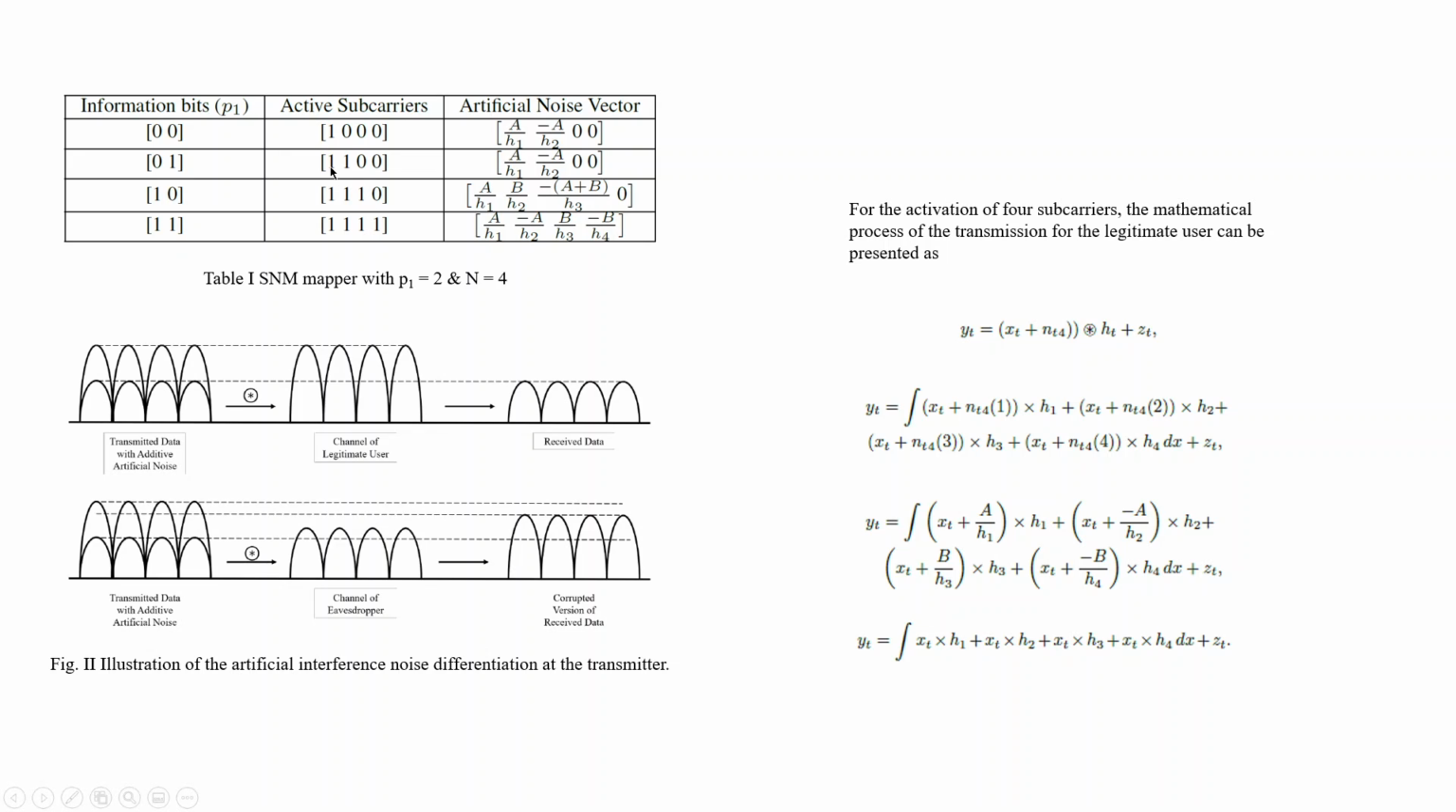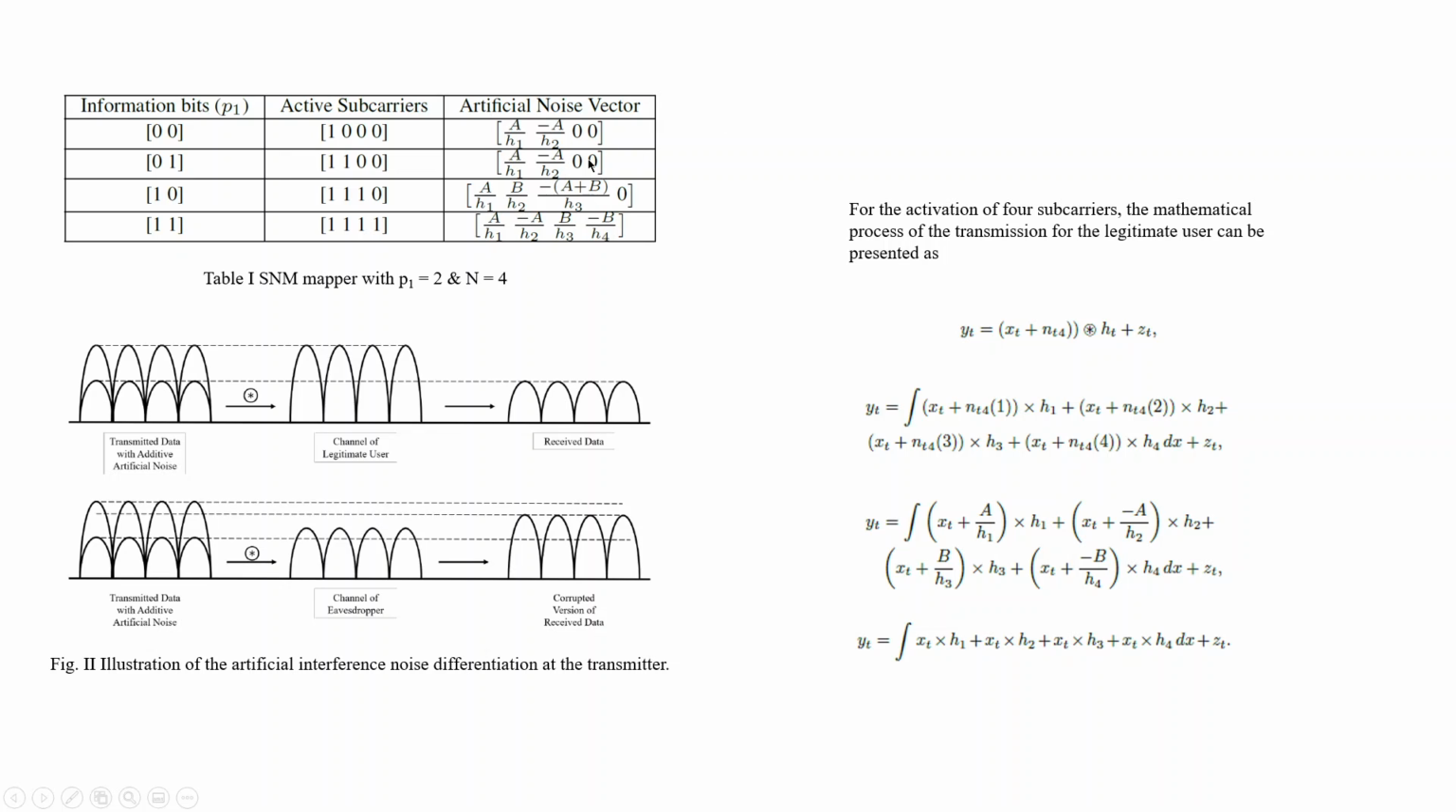The artificial noise vector is designed specifically for the channel of the user. For each P1 that we have created for the 4 antenna case, as 0 0, 0 1, 1 0 and 1 1, our active subcarriers are defined as 1 0 0 0, 1 1 0 0, 1 1 1 0 and four 1s. So for each of these 4 different cases we create a specific artificial noise vector to make sure that the data that we send can be cancelled with this artificial noise vector. So at the end, while the legitimate receiver gets a pure signal, the eavesdropper gets a broken signal.